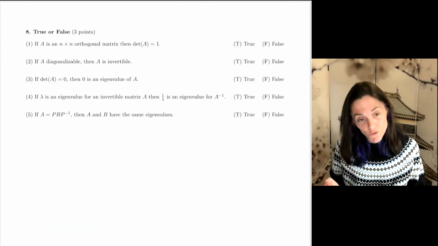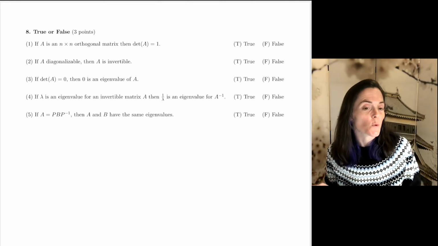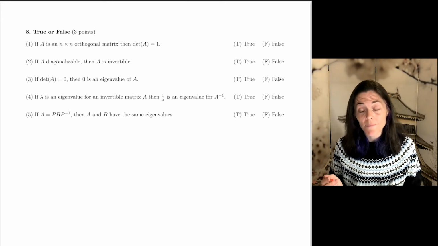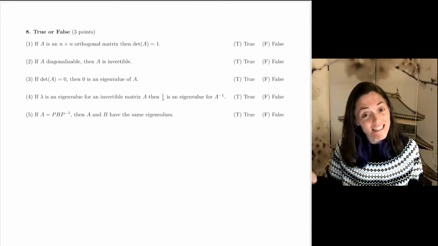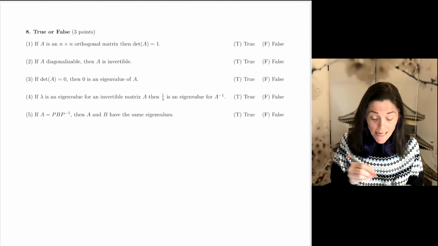Last question is the true false. We have 5 of them, and there's room to write here. First question says if A is an n by n orthogonal matrix, then the determinant of A is 1. Well, we discussed in class, and you can show that the determinant of A is either 1 or -1, but it doesn't have to be 1.